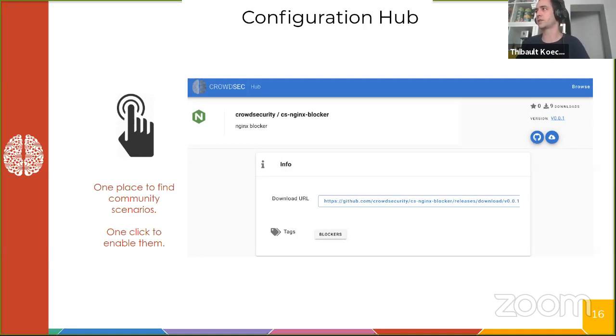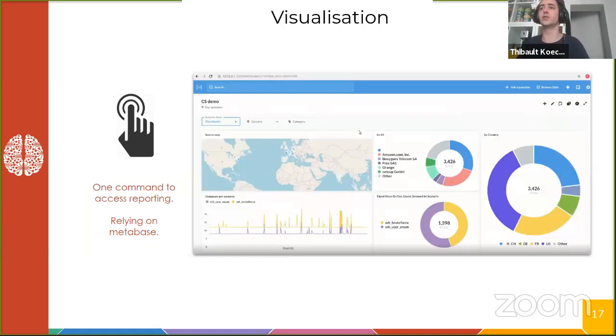So visualization, we saw it, but the idea is that for a lot of people, visualization of security is something rather important. Things are clear when they are seen, and for this, we are relying on the open source software Metabase to provide an out-of-the-box dashboard, as we saw during the demo.